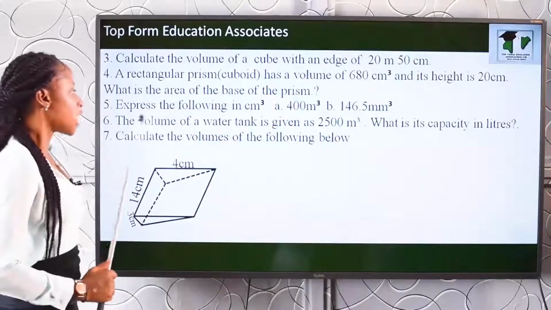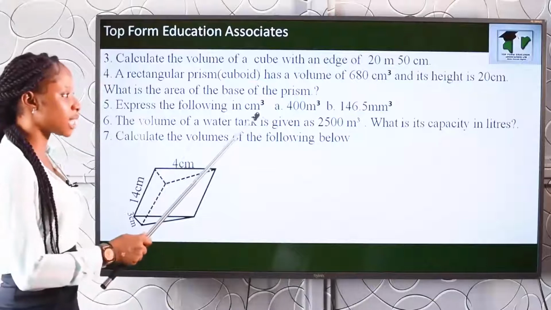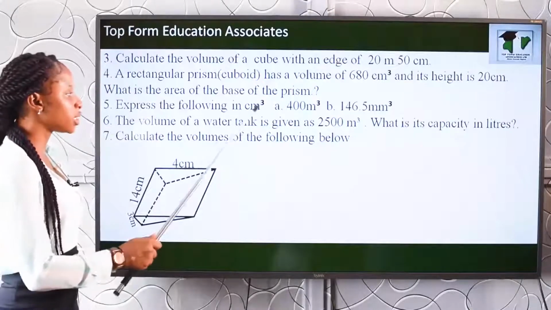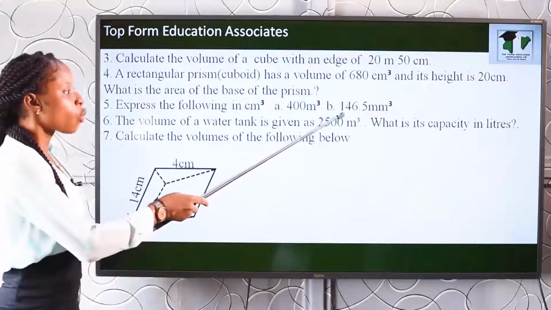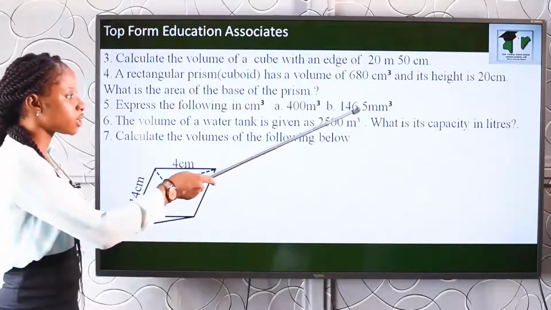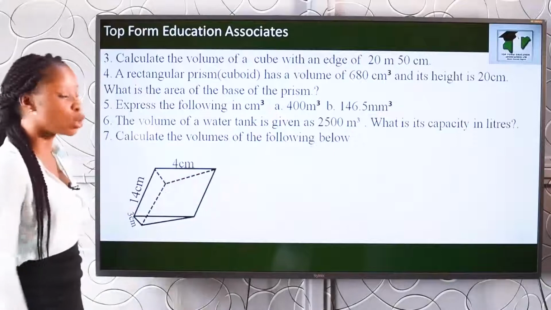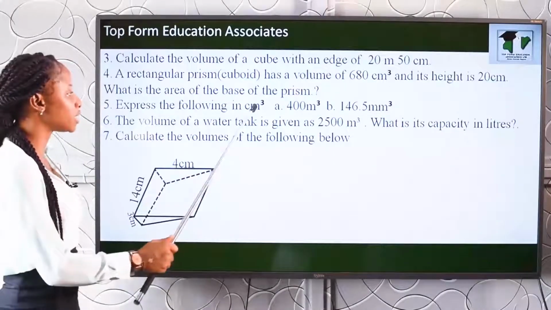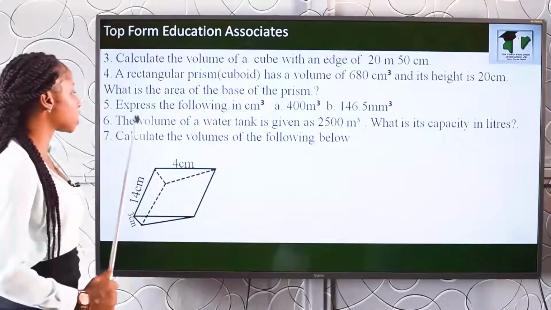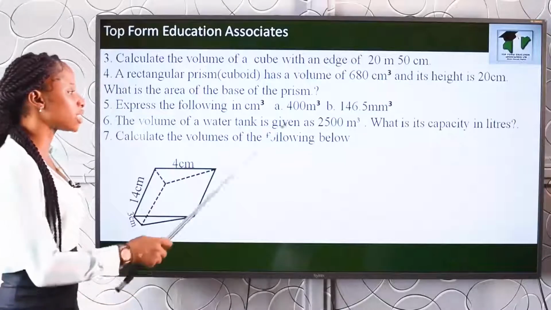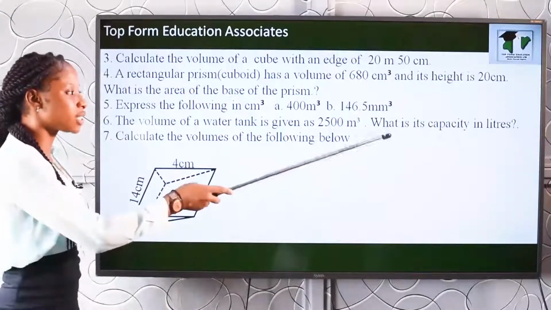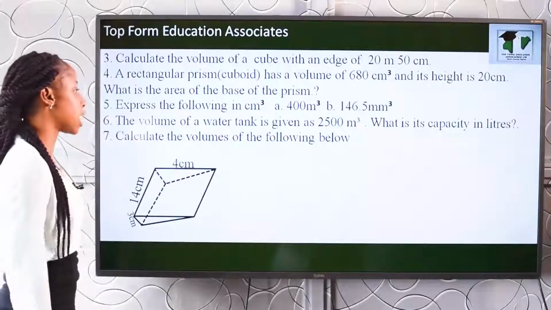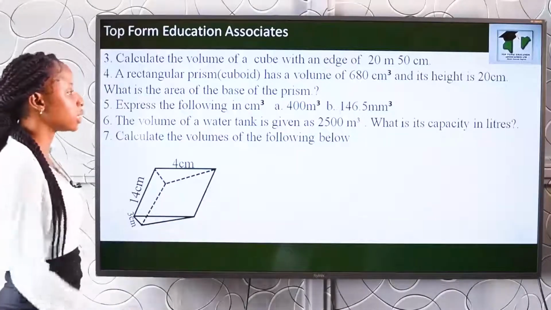Now, number five, express the following in centimeters. We have A, 400 meter cube, and B, 146.5 millimeter cube. We are asked to express it in centimeter cube. Number six, the volume of a water tank is given as 2,500 meter cube. What is its capacity in liters? So we have to express this in liters.